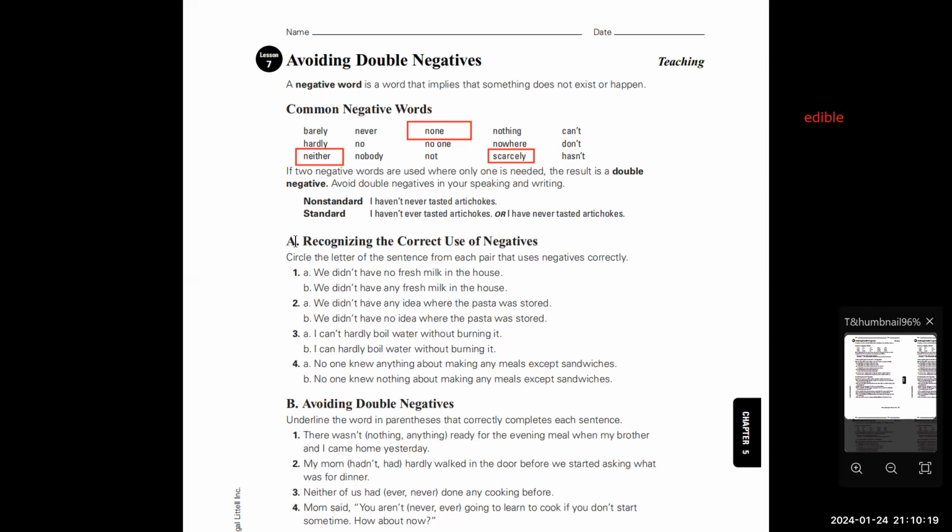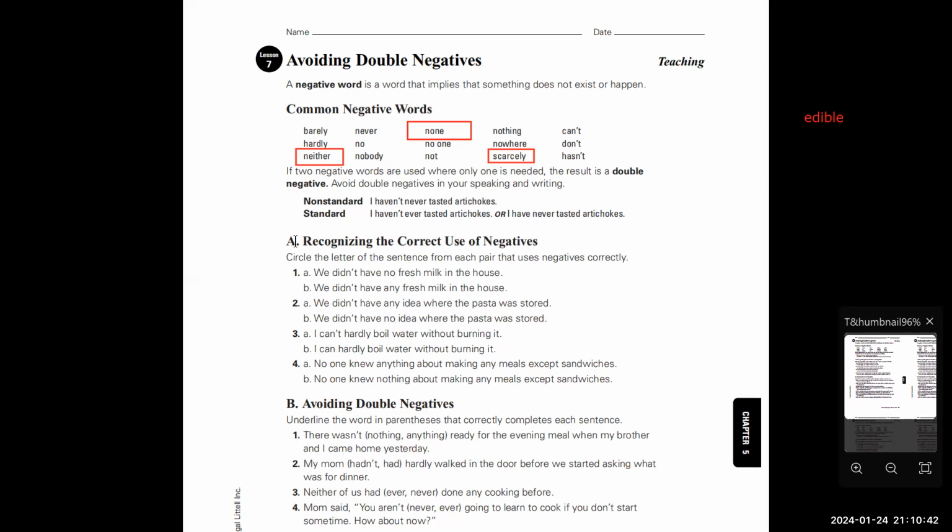Okay, wait first. What's the mistake or what's the wrong part in letter A? Because in letter A we have the didn't word. Didn't means no. Yes, that's right. That's correct. Didn't and the no word. Okay, good.